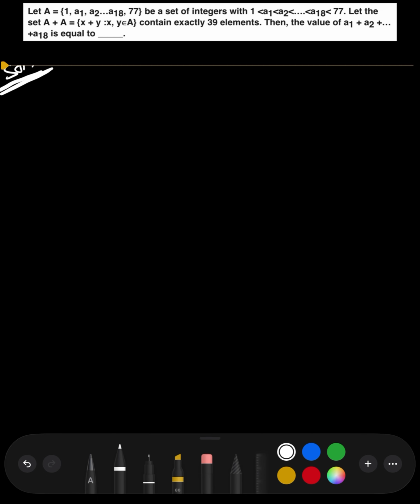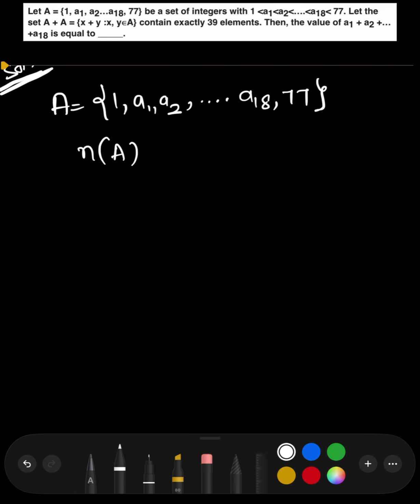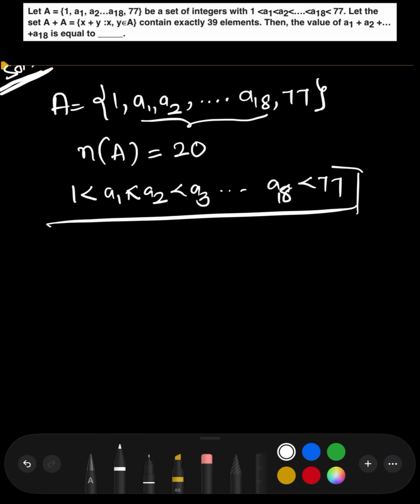See this, they have given that capital A is a set having the elements 1, a1, a2, and so on, a18, 77. So it is very clear that the number of elements in A is equal to 20, because here total 18 elements plus 1 and 77, total 20. And they have given an increasing AP: 1 < a1 < a2 < a3 and so on < a18 < 77. So that is what is increasing.